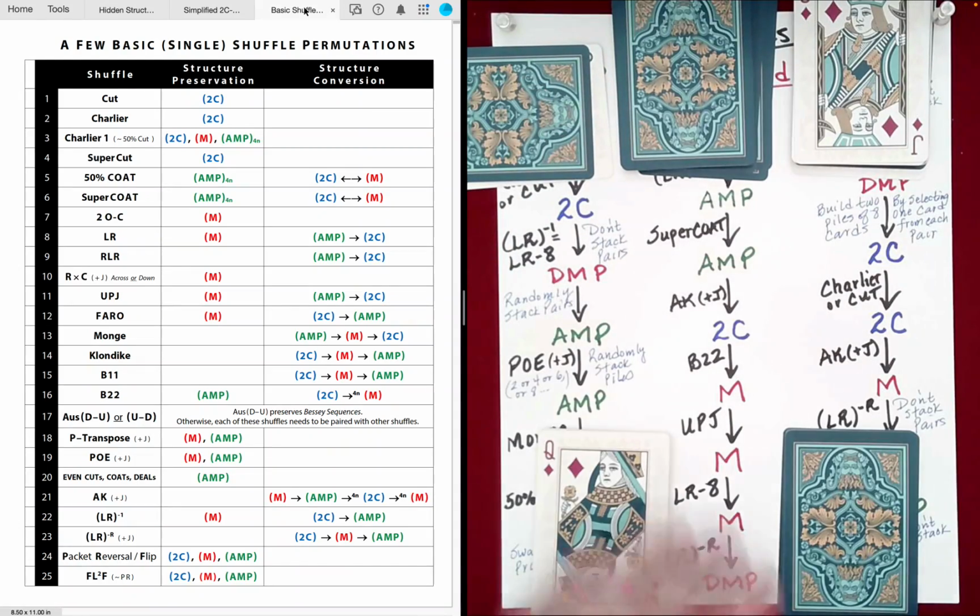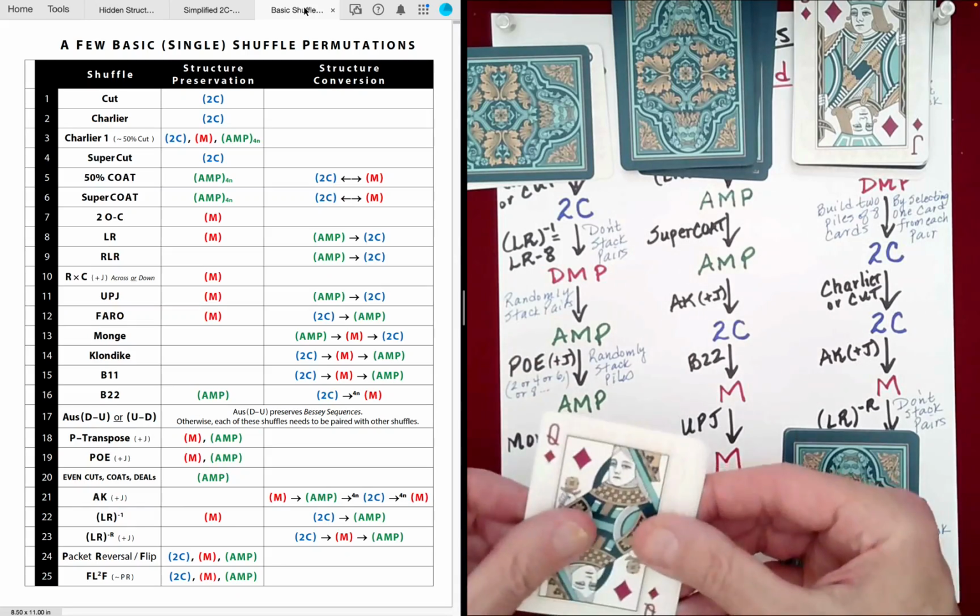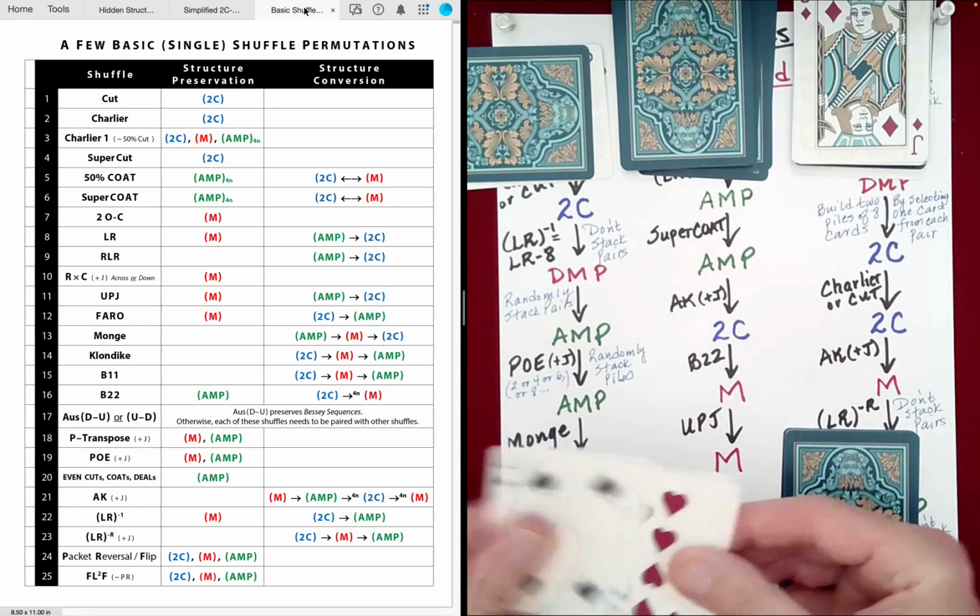Okay, so we have 6 swaps left. Maybe the spectator will ask for 2 of them here. 1, 2.